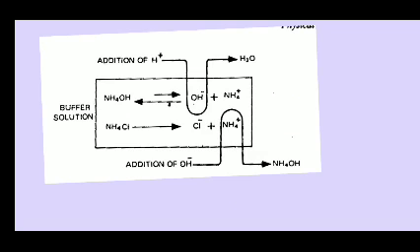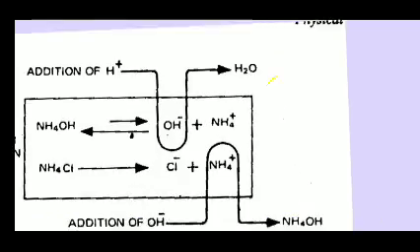Base buffer solution. An ammonium hydroxide and ammonium chloride mixture is called a basic buffer solution. Ammonium hydroxide is a weak base, partially dissociated to form NH4 plus and OH minus ions. Ammonium chloride completely dissociates to form NH4 plus and Cl minus ions. On addition of strong acid, the H plus ions interact with OH minus ions to form undissociated water molecules, hence pH is constant. On addition of base, the hydroxyl ions interact with ammonium ions to form undissociated ammonium hydroxide, hence pH is constant.